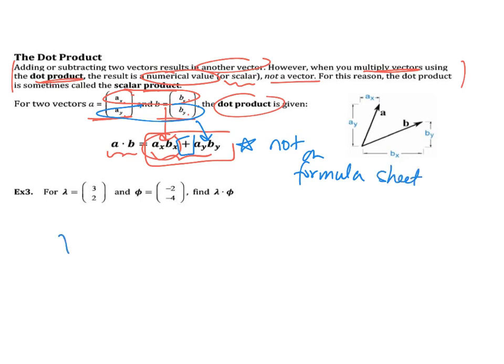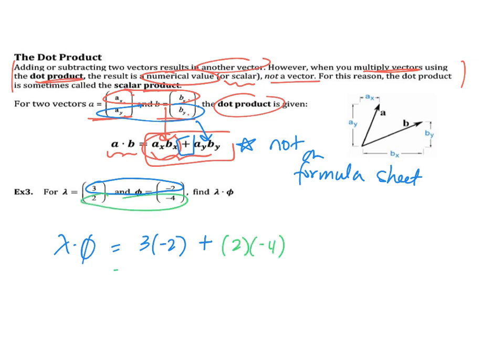Okay, so we're trying to find alpha dot phi. We're just going to multiply the x portions of the vector, so it's 3 times -2, and we're going to add it to the product of the y's, which is 2 times -4. So our final answer is -6 plus -8, or just -14.